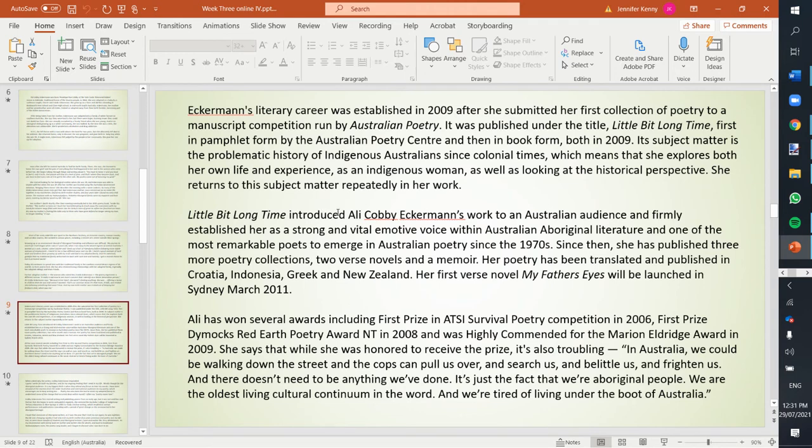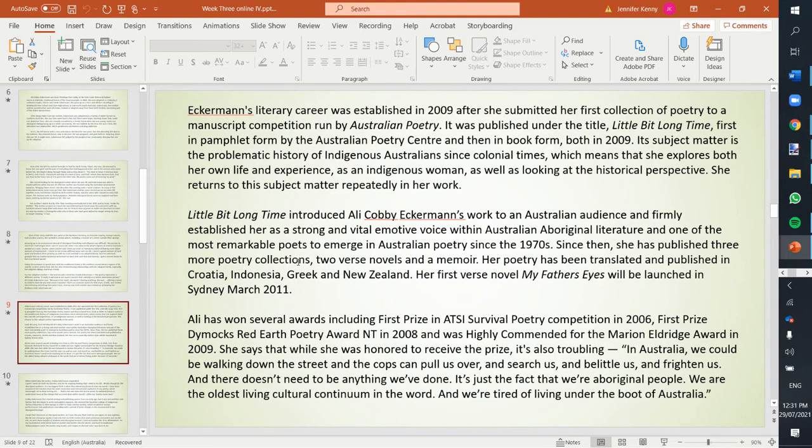Little Bit Long Time introduced Ali Cobby Eckermann's work to the Australian audience and firmly established her as a strong and vital emotive voice within Australian Aboriginal literature, and one of the most remarkable poets to emerge in Australian poetry since the 1970s. Since then, she's published three more poetry collections, two verse novels, and a memoir.